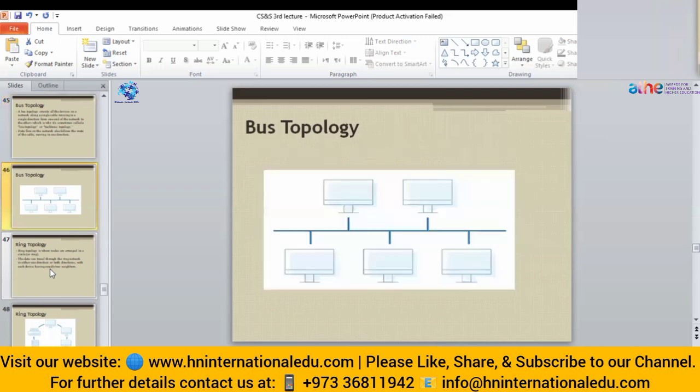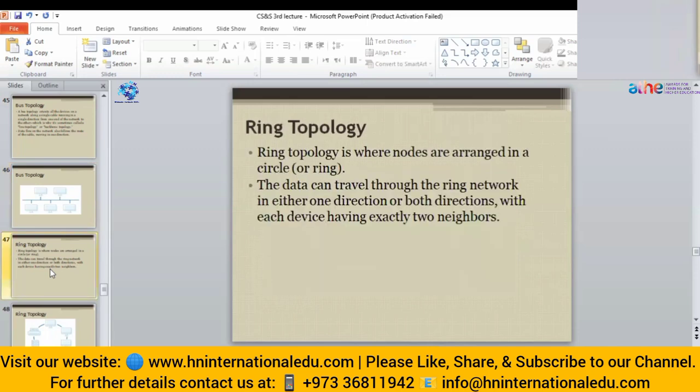So it is the simplest topology. Attaching computers in that topology is very easy. But if the wire is disturbed, we will not be able to do the communication. So that is the look of the bus topology.